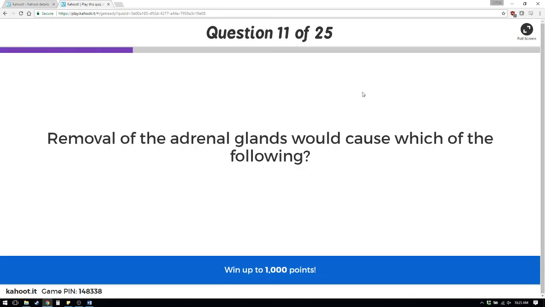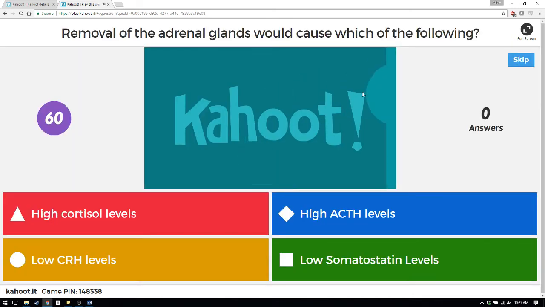All right. Removal of the adrenal glands would cause which of the following? High cortisol levels, high ACTH levels, low somatostatin levels, or low CRH levels?